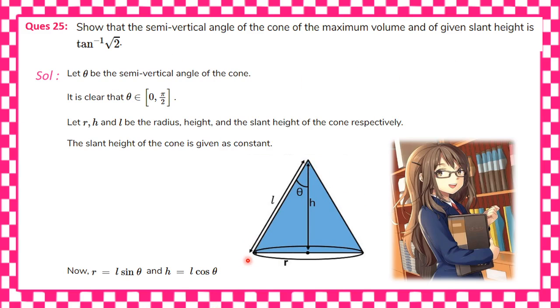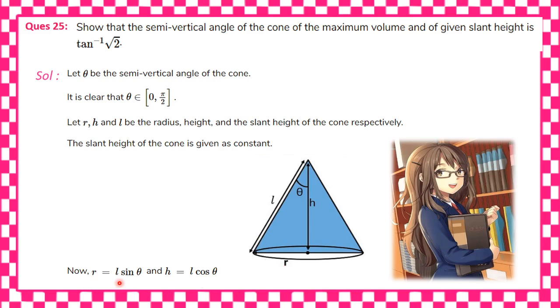Now this is a right angle triangle. Here can we write sine theta equal to r by L, right? Sine theta equal to r by L. Theta is here. So what is sine theta? Perpendicular upon hypotenuse. So with respect to this theta, what is the perpendicular? Opposite side, r. So r by L.